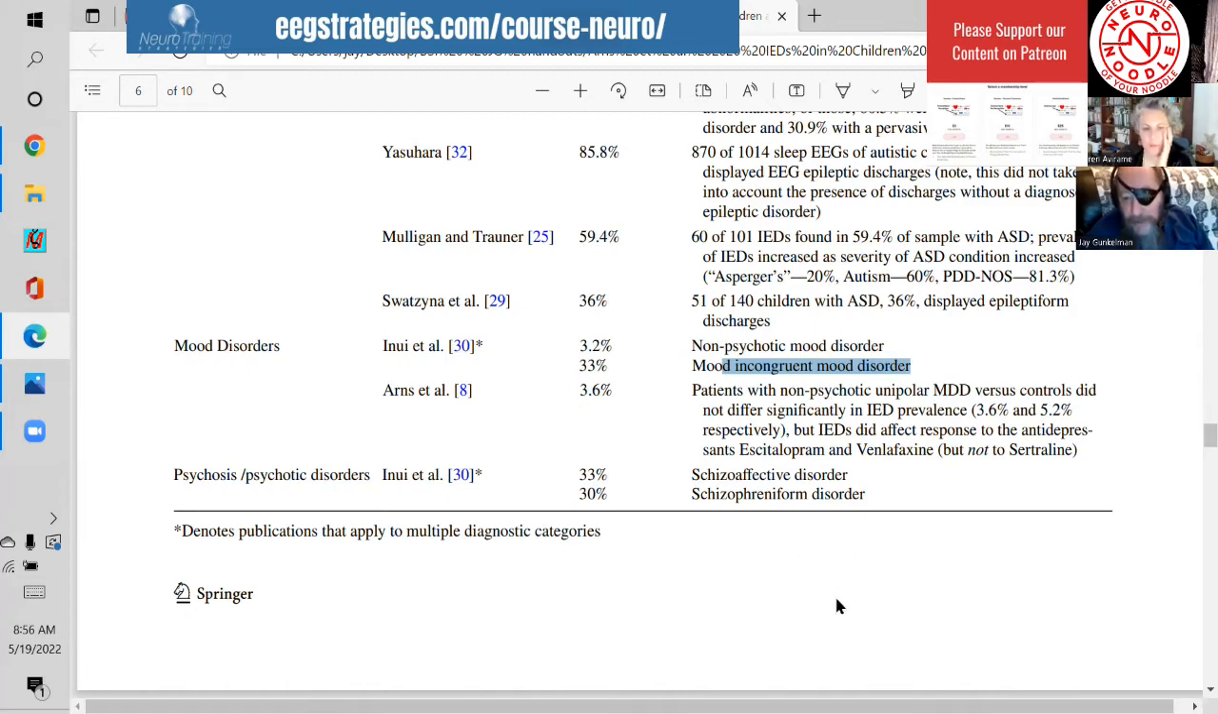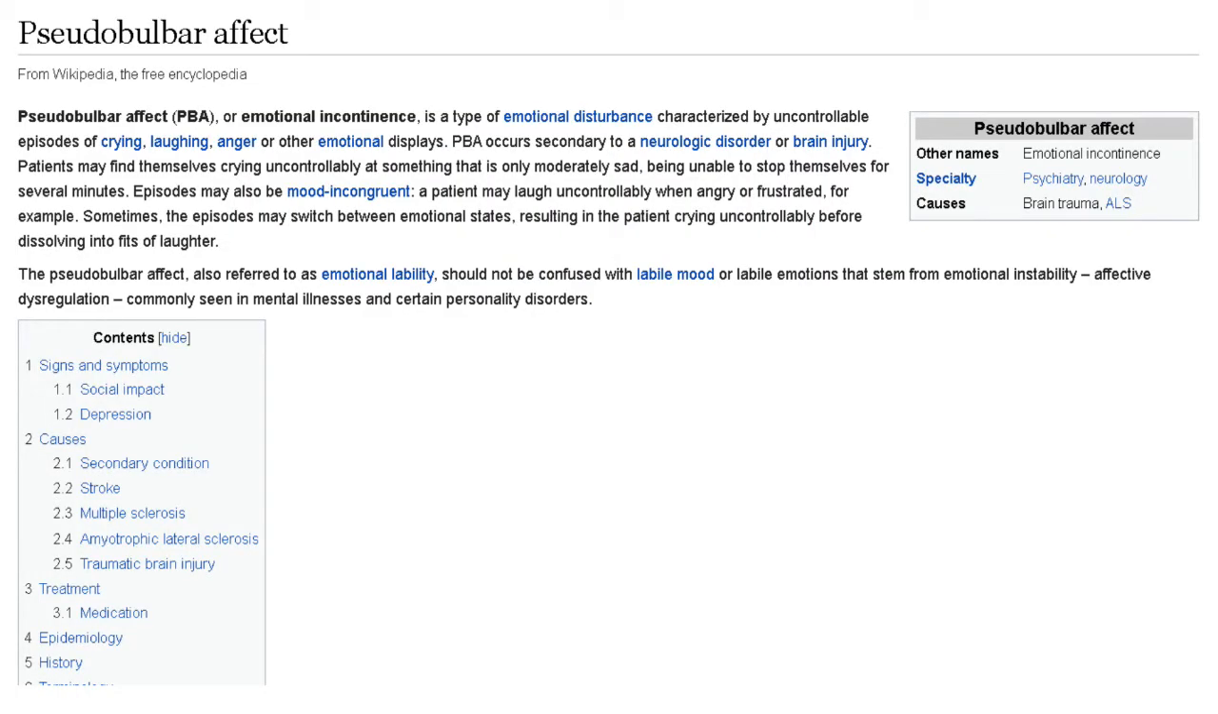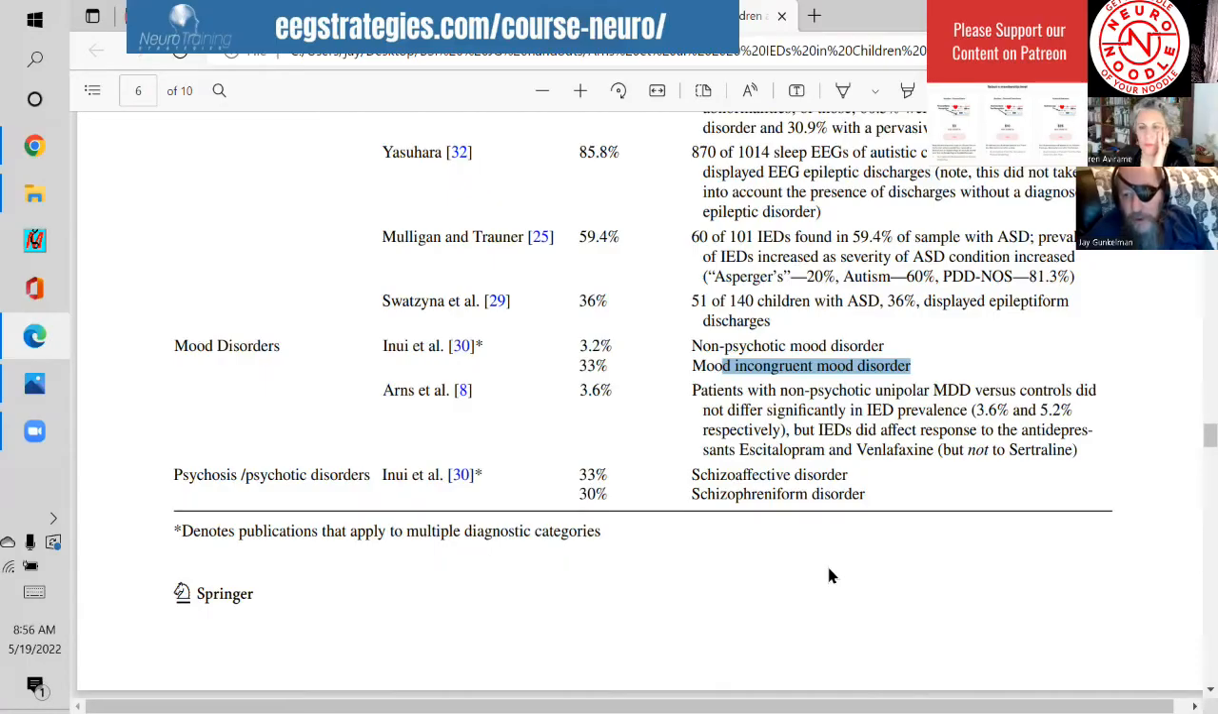You could view the mood problems as pseudobulbar affect. Temporal lobe discharges give you out of control emotions. The old term is not appropriate anymore for diagnosing an epilepsy, but it's descriptive. A fit of laughter. Well, the term fit is the trigger. I mean, the person's not having fun laughing.